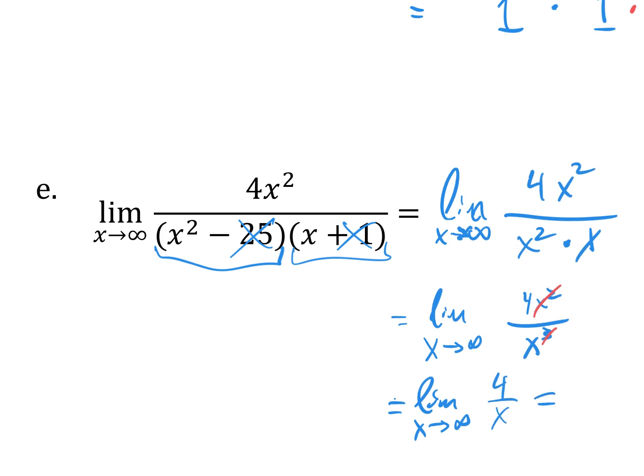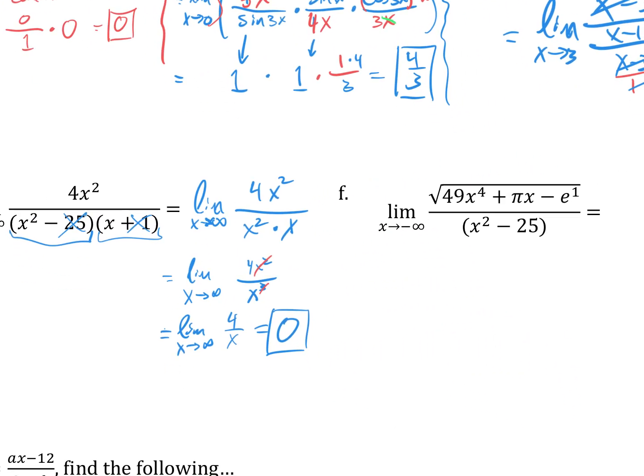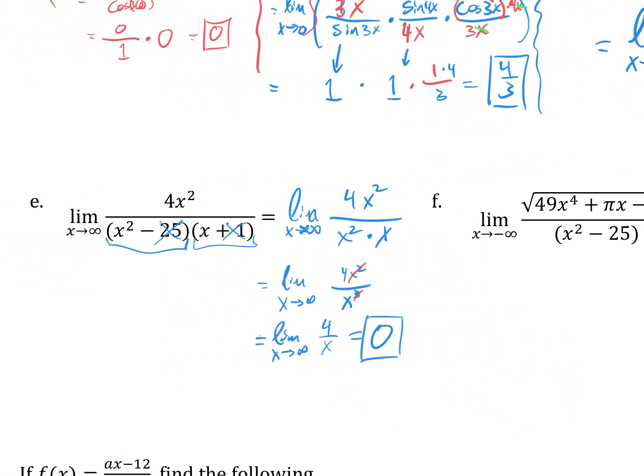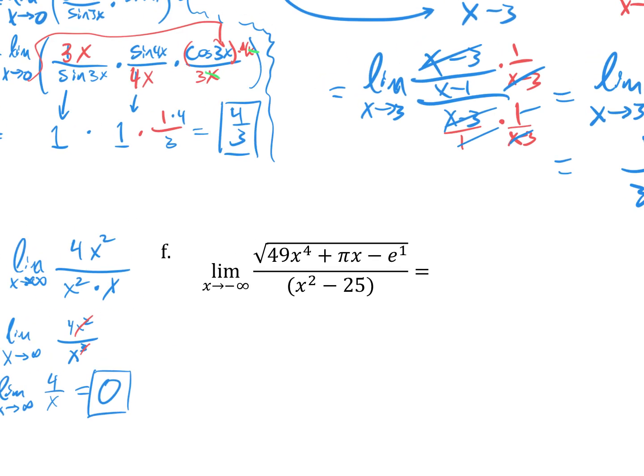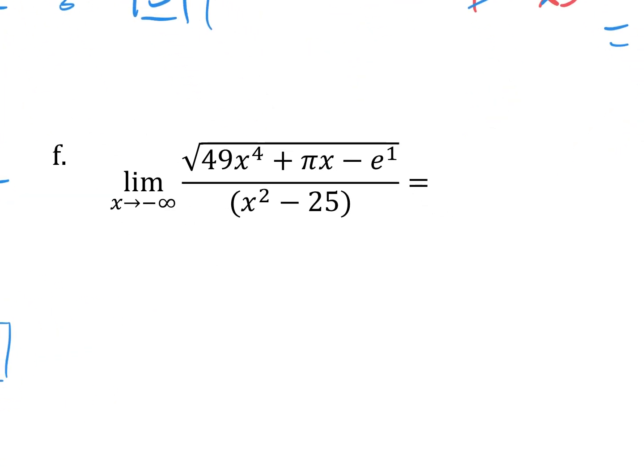And as x blows up, this is 4 over million, 4 over billion, 4 over trillion. This is just 0. It's going to 0. Okay? It'll never be 0, but it's going to 0. That's the whole idea of a limit. We're going to that point. We're finding that wall or that ceiling, if you want.